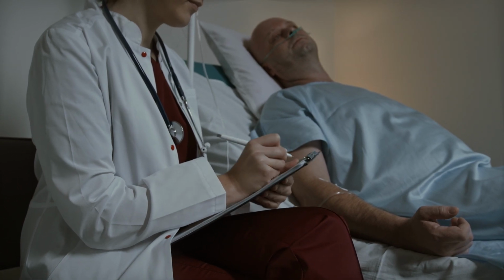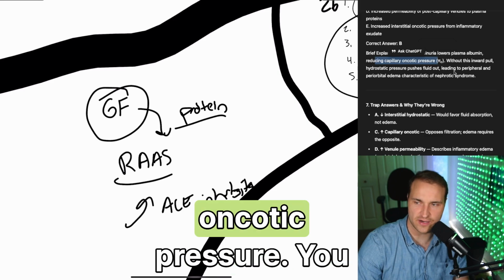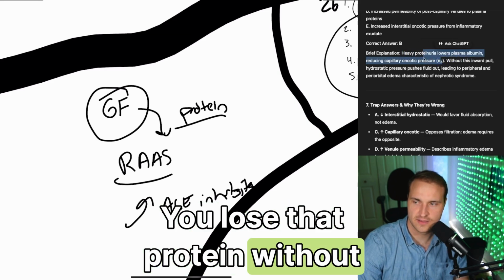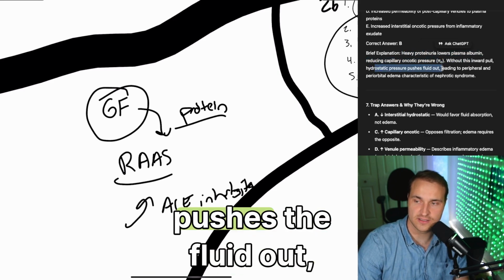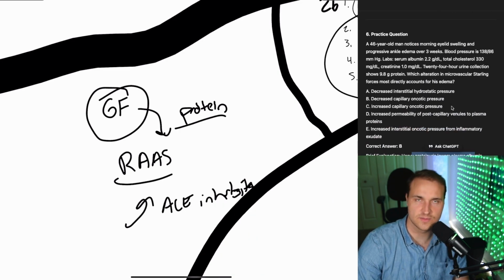So let's read our little answer explanation here. It says, heavy proteinuria lowers plasma albumin, reducing capillary oncotic pressure. You lose that protein. Without that inward pull, the hydrostatic pressure pushes the fluid out, doesn't have the balance, leading to peripheral edema. So let's look at some trap answers and why they're wrong.